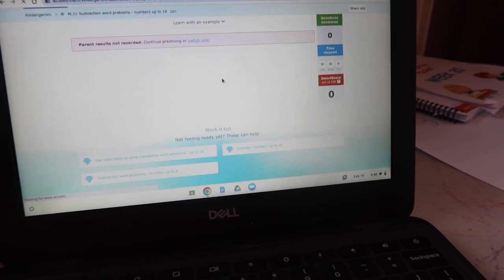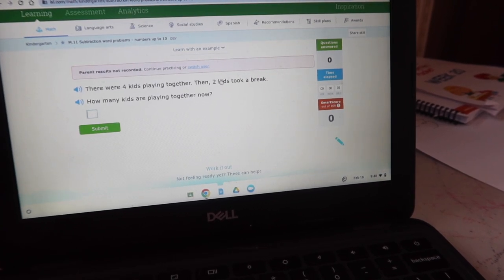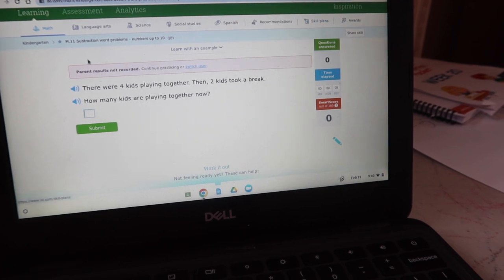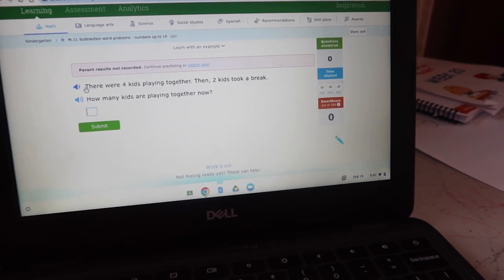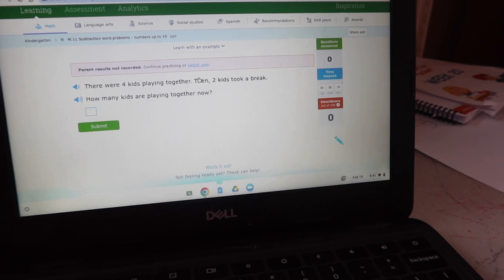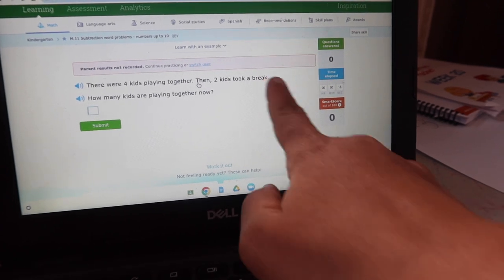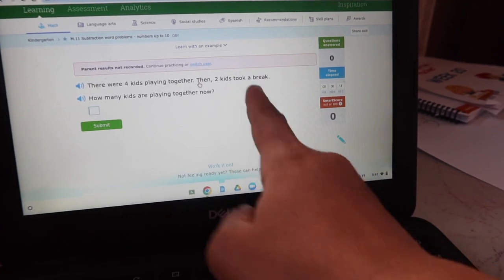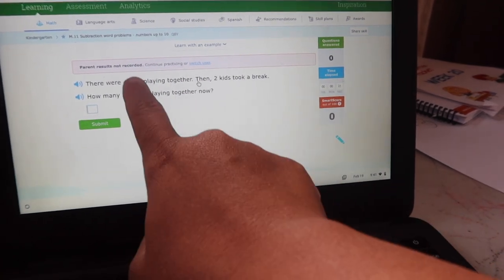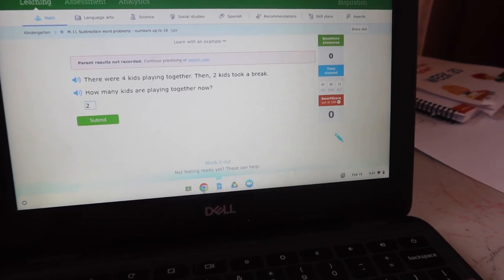So let's say I see that they have a problem with this as a parent. I'll take them to the parent mode, and then I'll read this. There were four kids playing together. Then two kids took a break. Let's say they have a problem with understanding that this means subtraction. From there, I start to teach them that this is subtraction. That means it's 4 minus 2, right? And then it's 2, and then it marks you.